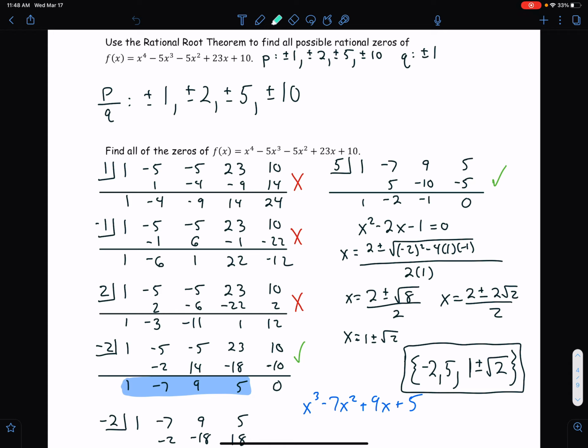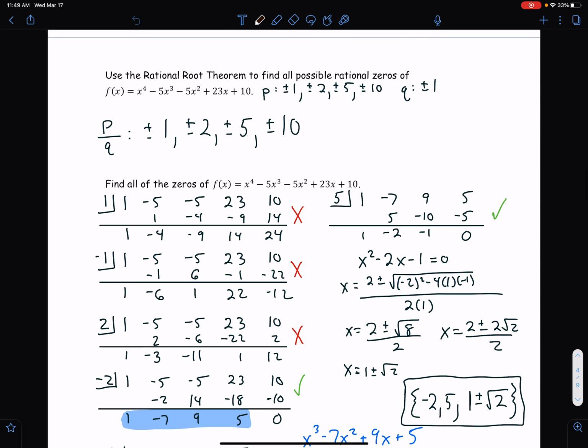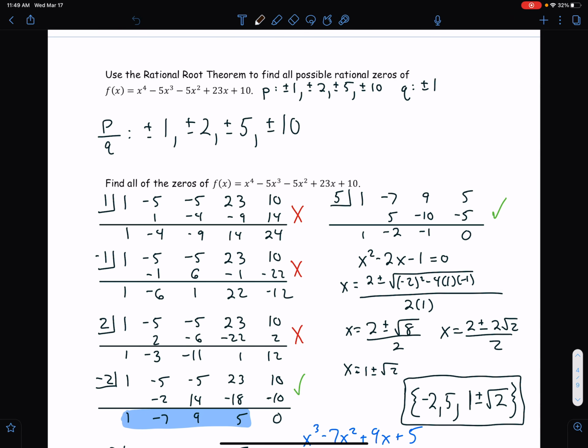And when I moved to negative 2, here's where there's 2 strategies I want to make sure you guys are good with because this is going to save you a lot of time down the road. Trust me on that. So when I tried negative 2, so right here, oh, this worked out. It was a 0. Great. And then what was left over was the coefficients of 1, negative 7, 9, and 5.